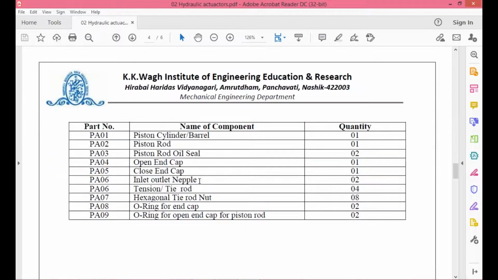Okay. Whatever components are available in our laboratory, based on that this is the part list. Part number PA: P stands for pneumatic, A stands for actuators. PA 01, 02, 03. And what are the different components? Piston cylinder, also called the barrel, piston rod, oil seal, open end cap, closed end cap, inlet outlet nipple, tension or tie rod, hexagonal tie rod nut, O-ring for the end cap, O-ring for the open end. These are the quantities present.